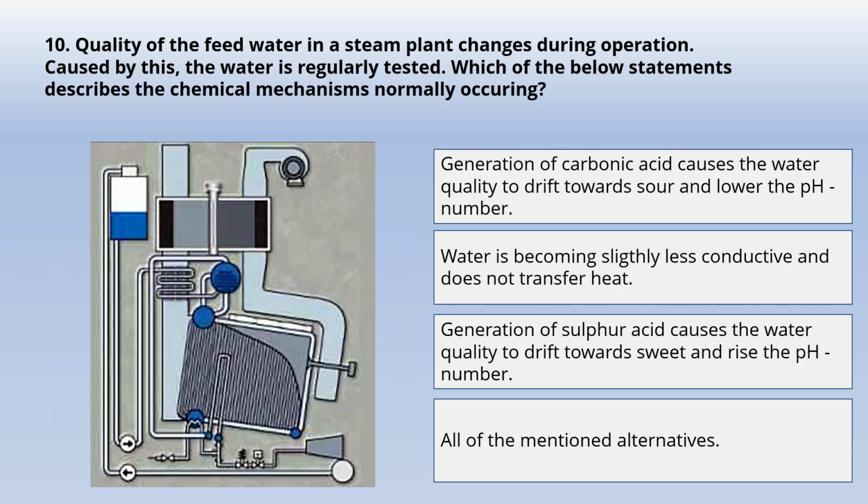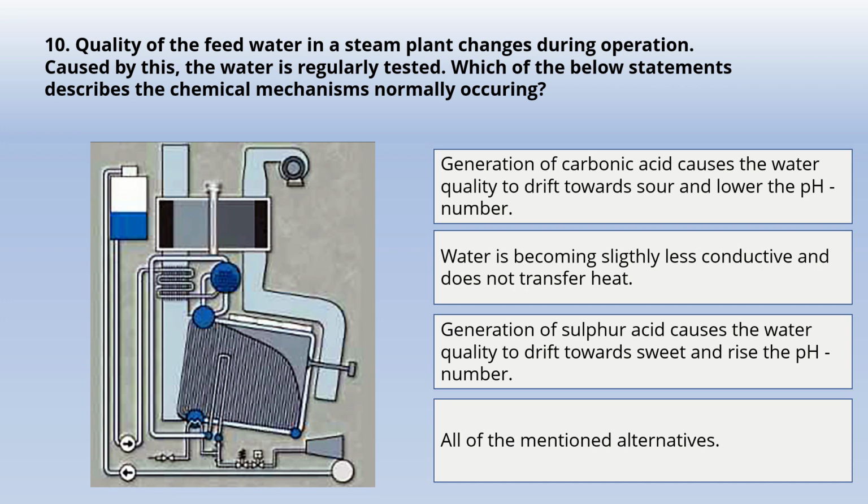Our next question is, quality of the feed water in the steam plant changes during operation. Caused by this, the water is regularly tested. Which of the below statements describe the chemical mechanisms normally occurring? And the options are generation of carbonic acid causes the water quality to drift towards sour and lower the pH number. Water is becoming slightly less conductive and does not transfer heat.